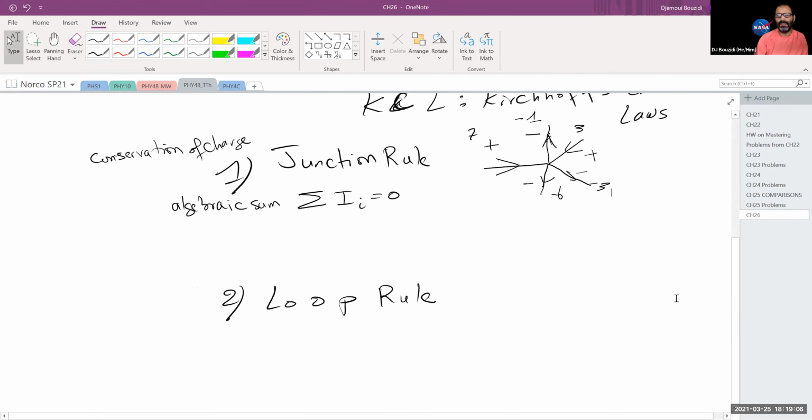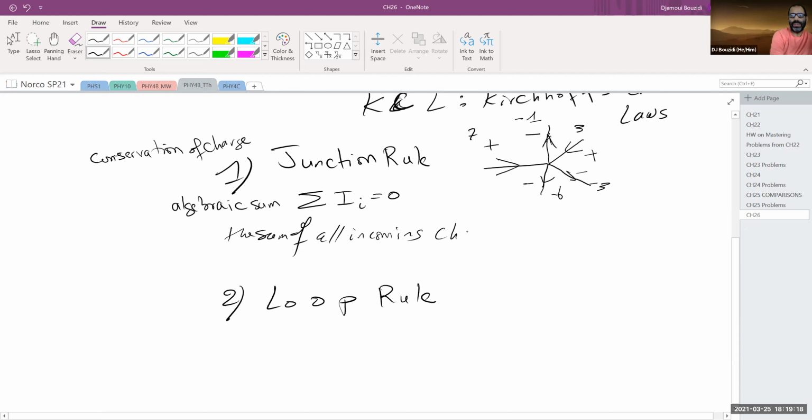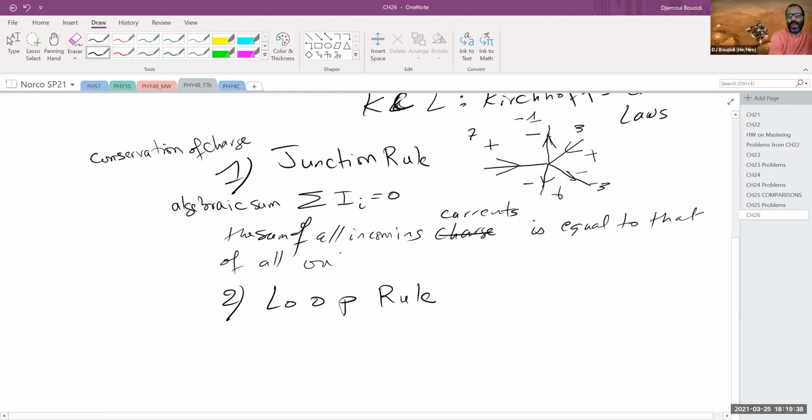Okay? I can put it actually in English too. The sum of all incoming charges, or currents, I should say, because that's what currents are. They're bringing charges, that's all. The sum of all incoming currents is equal to that of all outgoing ones. Okay, you don't have to have them divided equally, by the way.